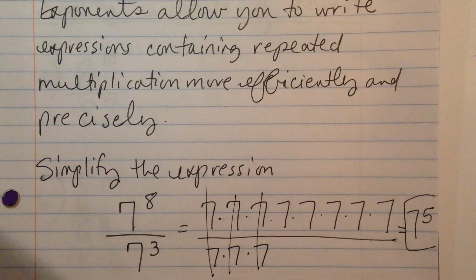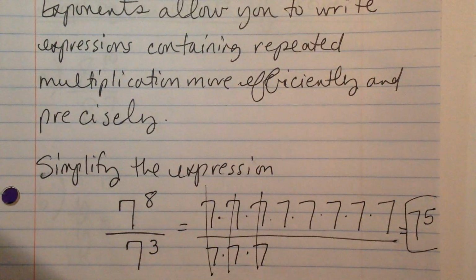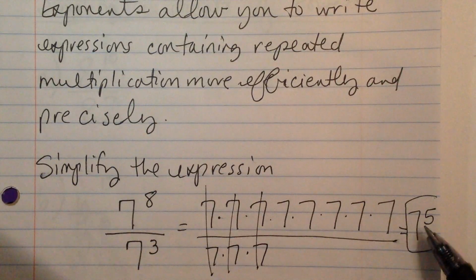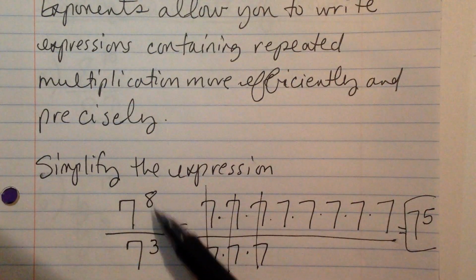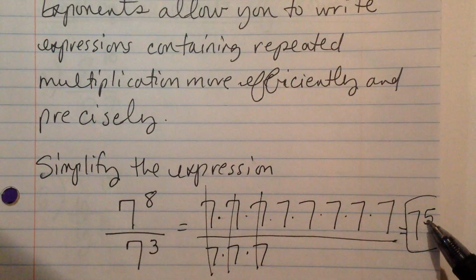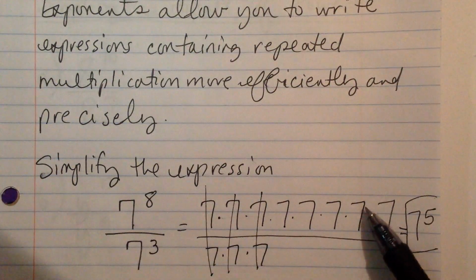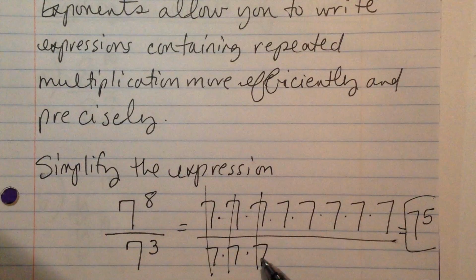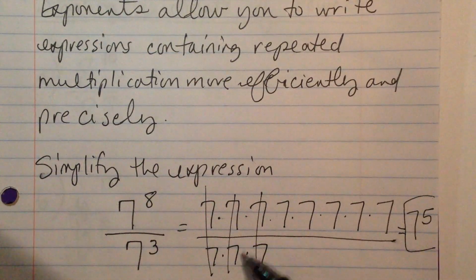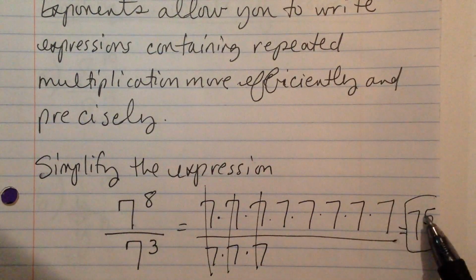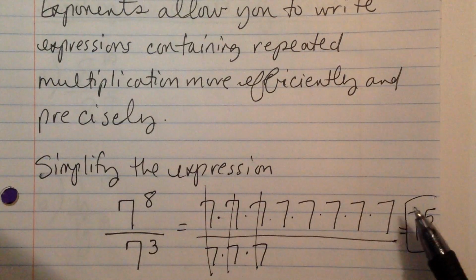Let's look at exactly what happened here. Another way of finding our answer, we could have subtracted 8 minus 3, which also gives you 5. We had 8 sevens on top. We had 3 sevens on bottom. 3 of them canceled out, leaving 5 sevens on top in the numerator.